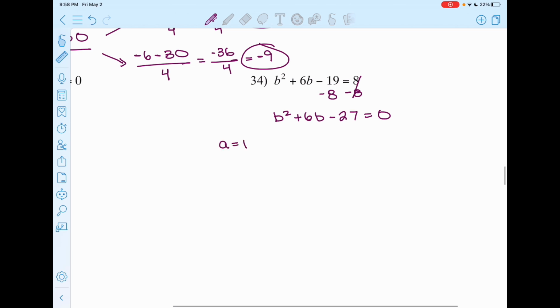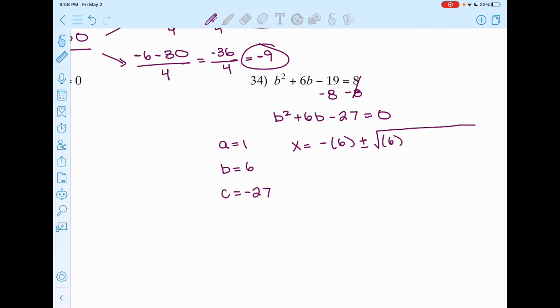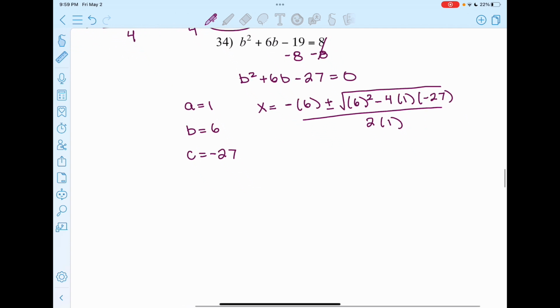And now I can label my a, b, and c values and plug these values into the quadratic formula. X is equal to negative b, which is 6, plus or minus b squared, so 6 squared, minus 4 times a, which is 1, times c, which is negative 27, all divided by 2 times a, which is 1. Negative times 6 is negative 6. And if we use our calculator to plug in what's inside the radical, we get 144. 2 times 1 is 2.